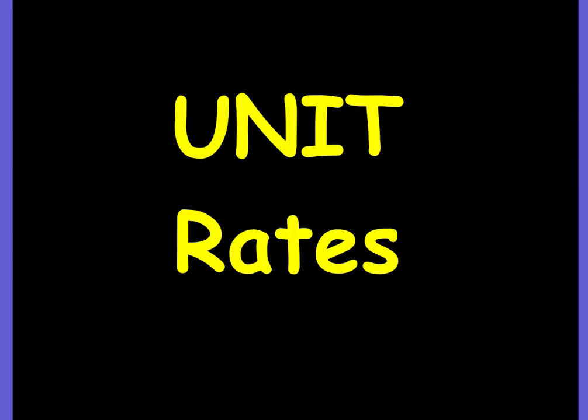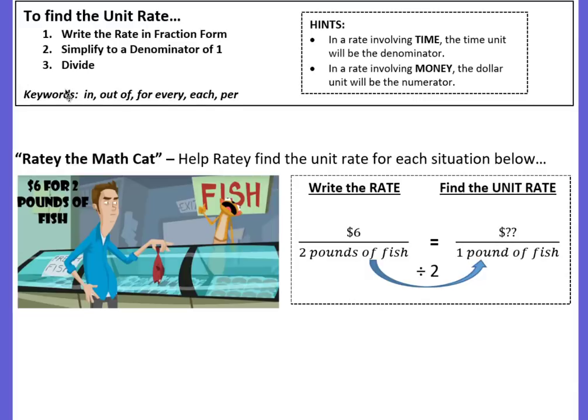So let's talk more about unit rates. To find the unit rate, when the rate is in fraction form, all we do is simplify it to a denominator of 1. And simplifying means to divide it. Some of the key words that help you determine if you're talking about a rate type of situation would be in, out of, for every, each, and per, like Rady the Math Cat.